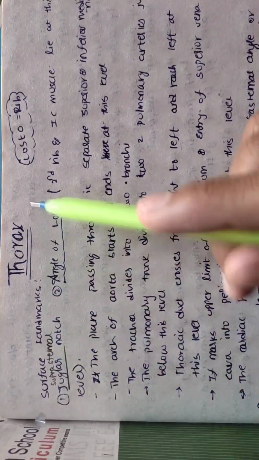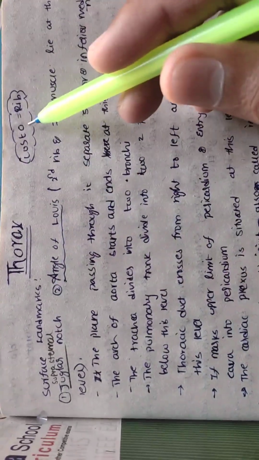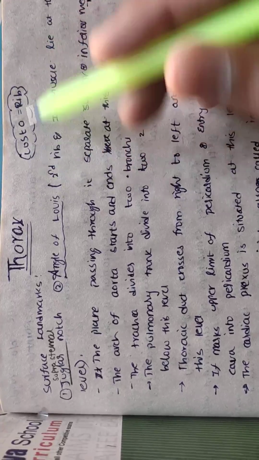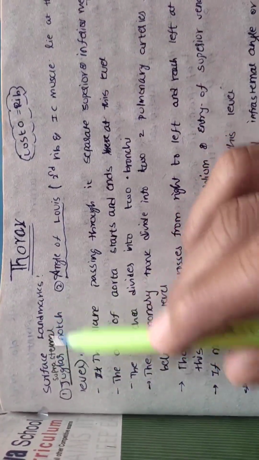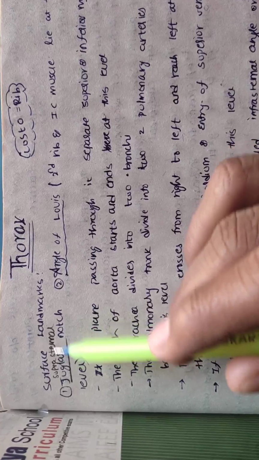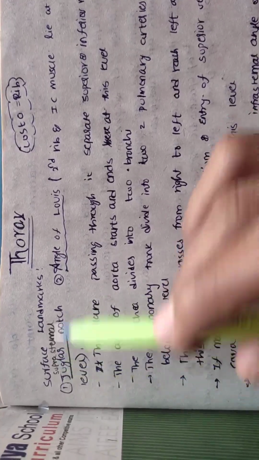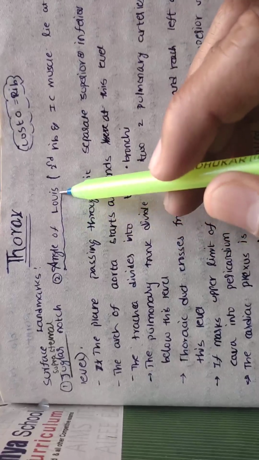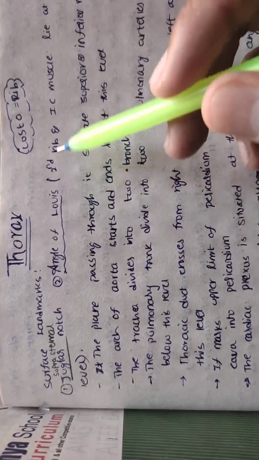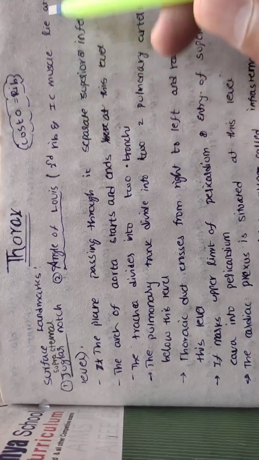Hello guys, now thorax. In thorax we must remember that costo means rib. Wherever you find the costo you can replace the word with a rib. Now surface landmarks. Jugular notch means it is the suprasternal notch, means on the sternum there will be a notch that is called suprasternal notch. Angle of Lewis is nothing but sternal angle, and second rib and intercostal muscle lie at this level.